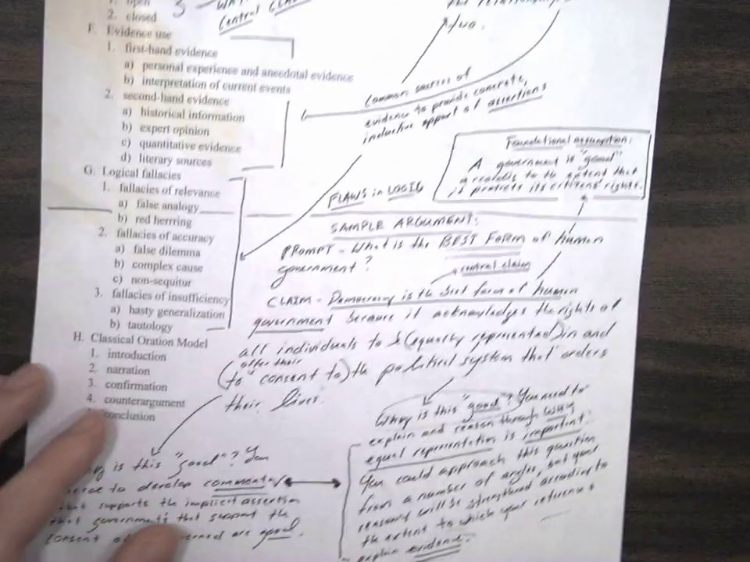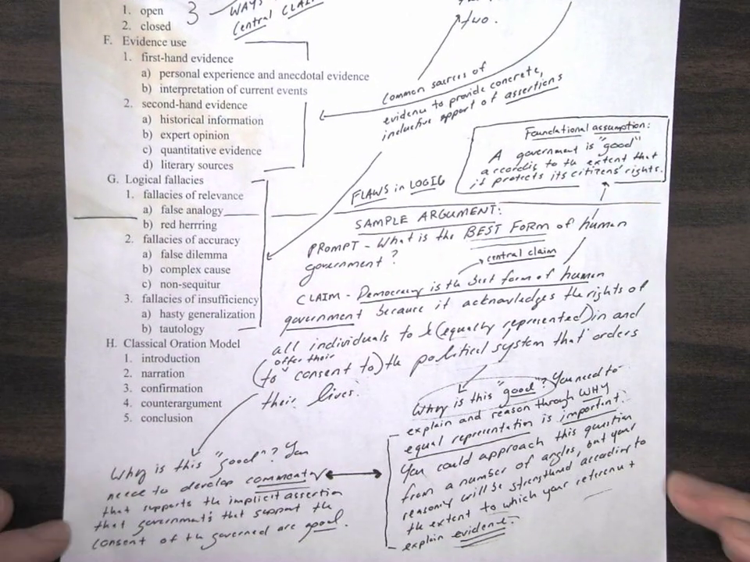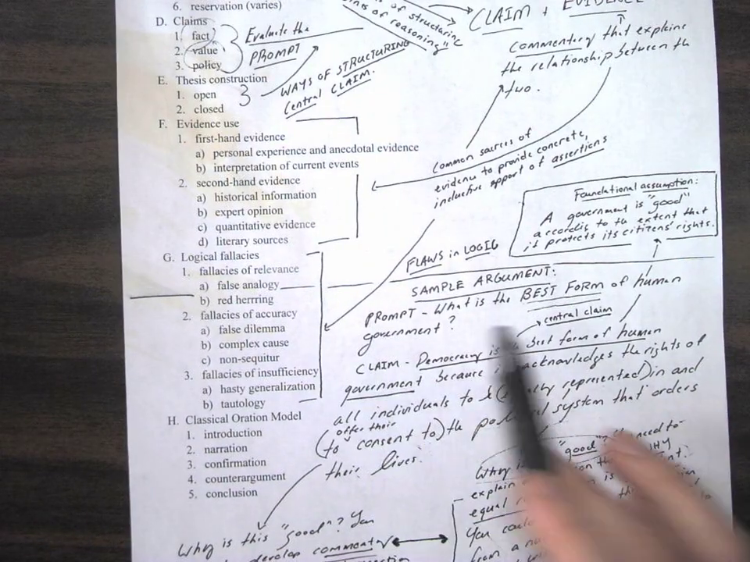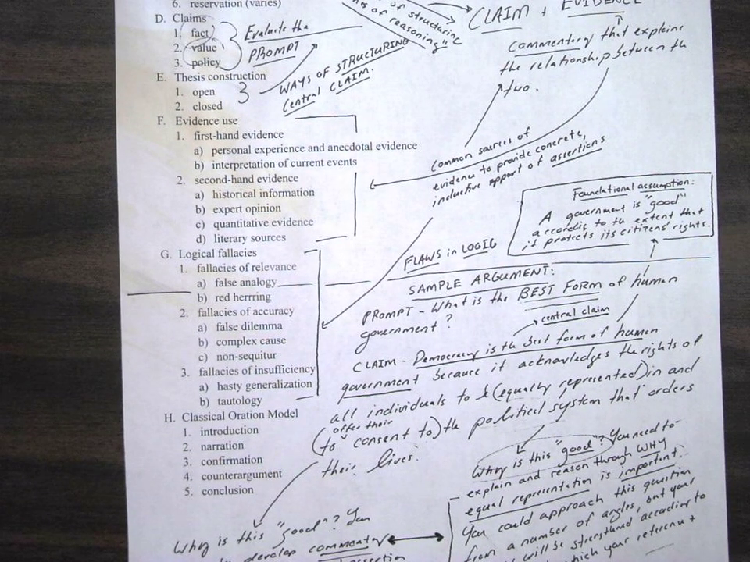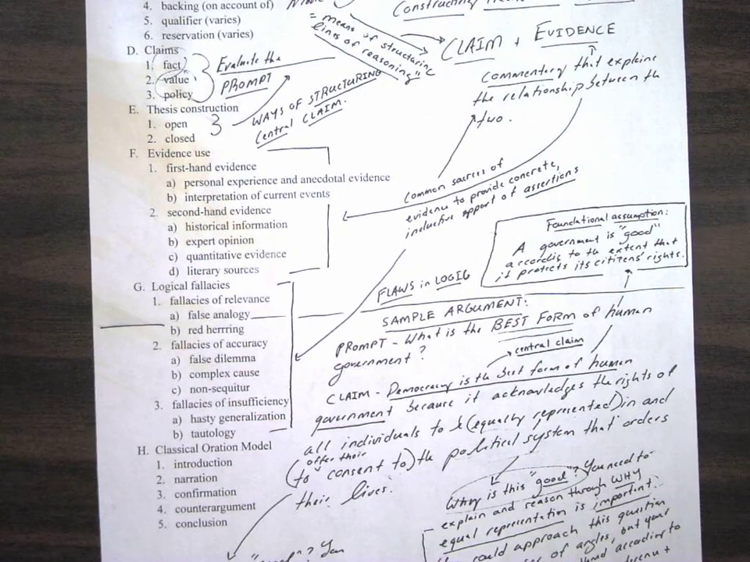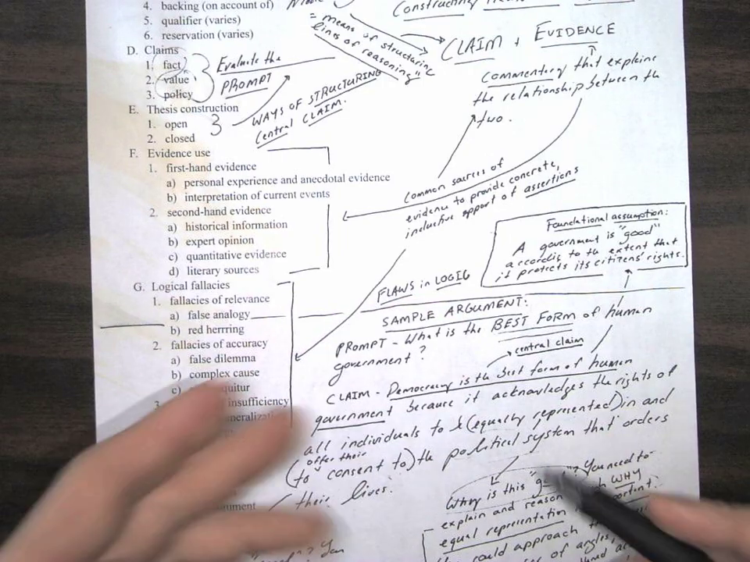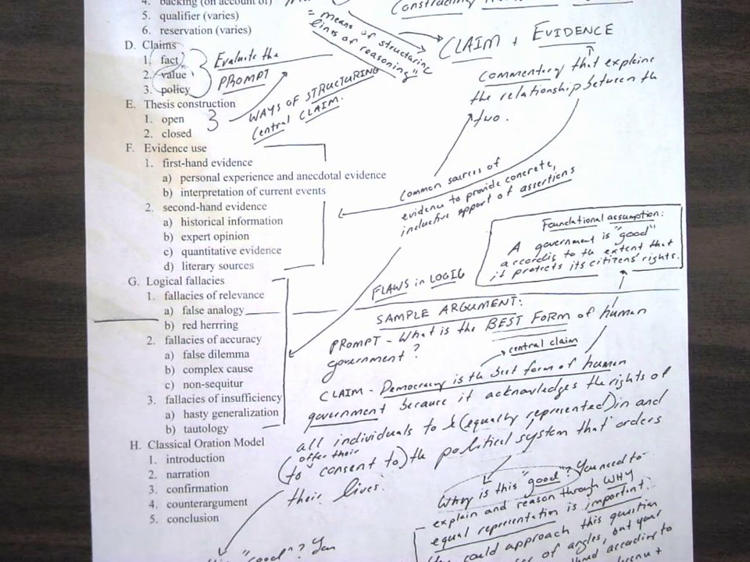All right. That's all we have for today. So what I wanted to do again is just to go over our basic content and then apply it to a sample prompt. And consider the ways in which we would structure a cogent claim supported with appropriate forms of evidence and reasoning, and also considering the foundational assumptions on which the claim and the evidence are based.